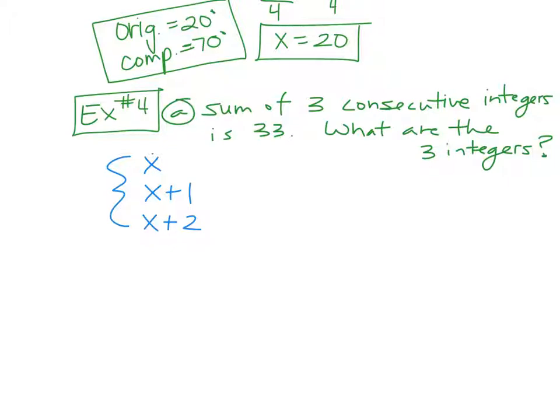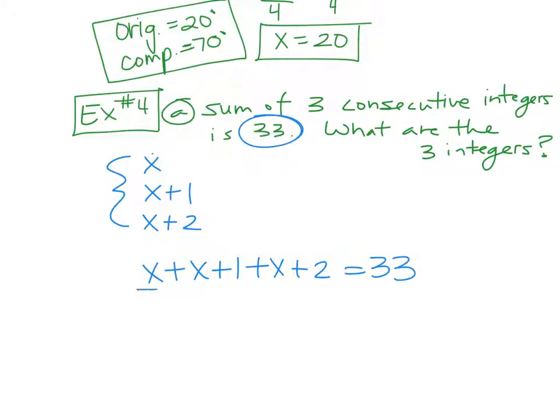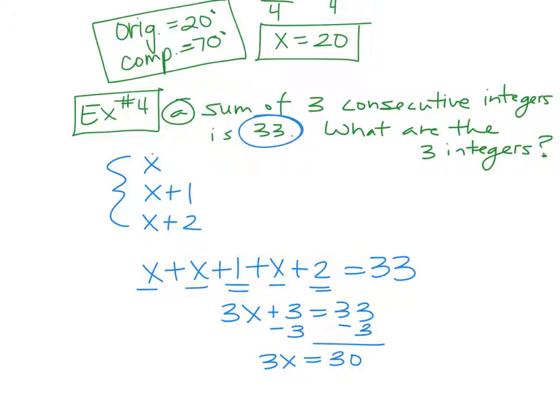Okay. They say the sum of 3 consecutive integers is 33. So if I add these together, x plus x plus 1 plus x plus 2, they should equal what? 33. Okay, now you do the algebra. x plus x plus x is 3x. 1 plus 2 is 3. Solve from there, take away the 3. So 3x equals 30. Divide by 3. So x is 10. Again, we're not done, right?